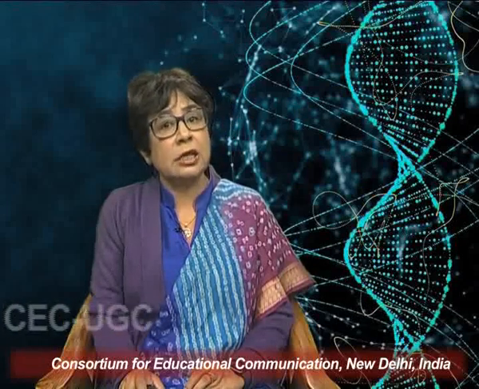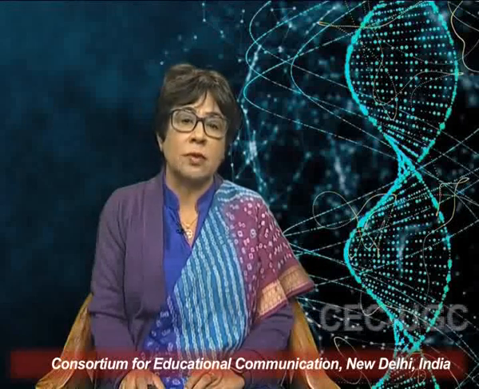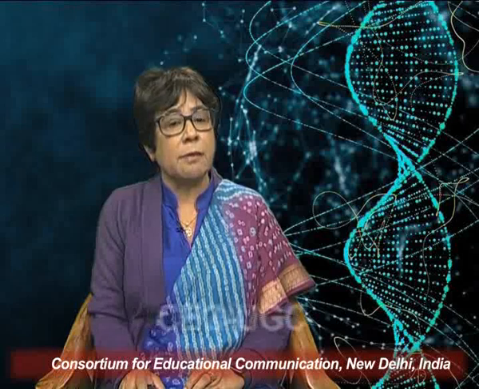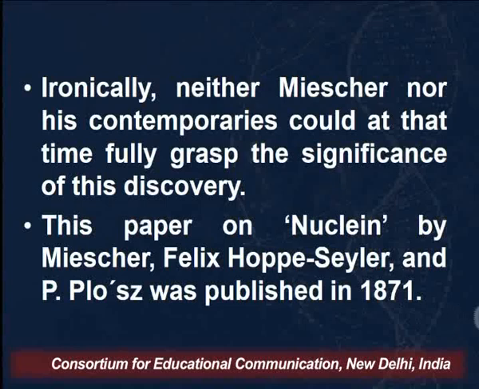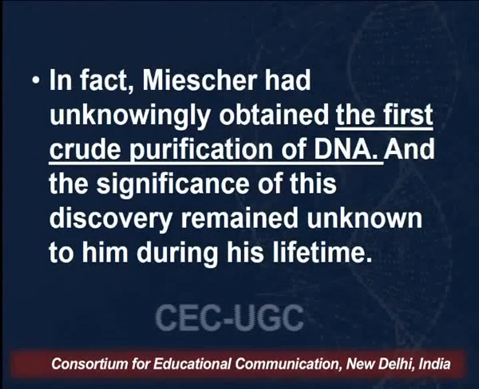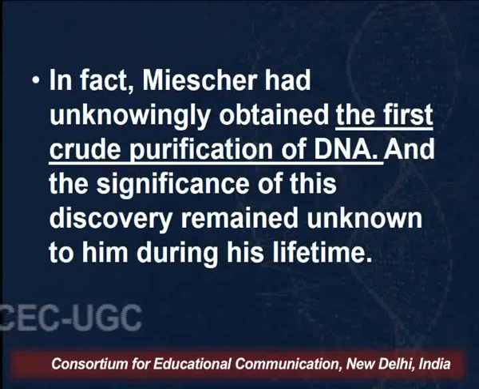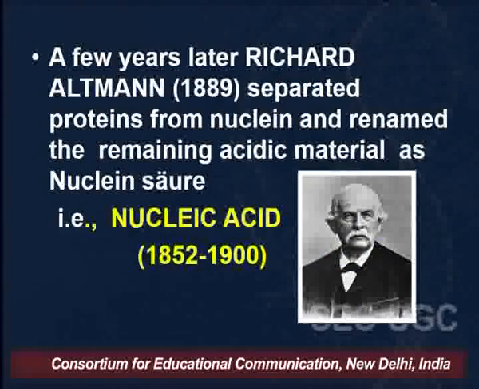Ironically, neither Miescher nor his contemporaries could at that time fully grasp the significance of this discovery. This paper on nuclein by Miescher, Felix Hoppe-Seyler and P. Plosz was published in 1871. In fact, Miescher had unknowingly obtained the first crude purification of DNA, and the significance of this discovery remained unknown to him during his lifetime.